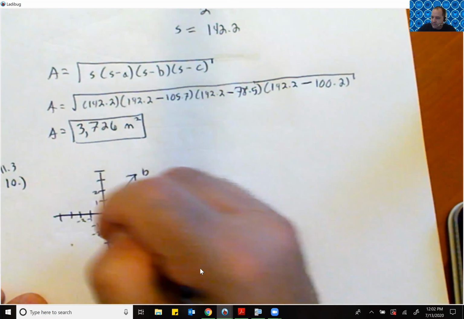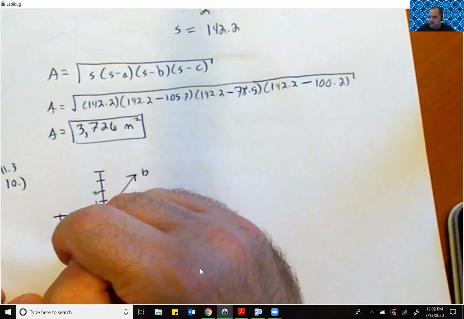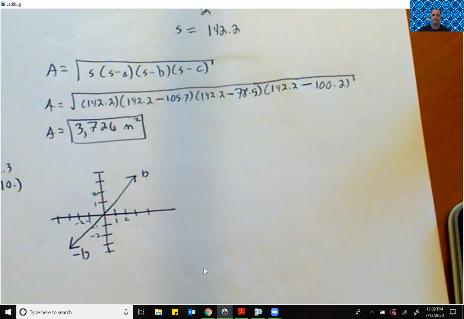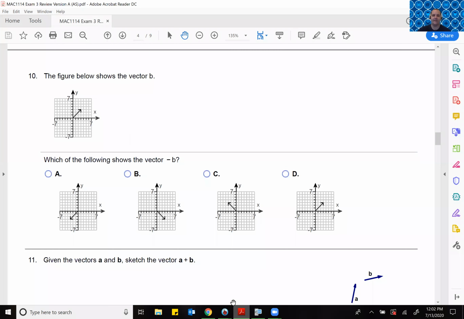This is the opposite vector. Okay? So if I come back to this, there's only one picture that looks like that, and that's A. That's the opposite vector. You just switch the direction. All right. Over here, number 11, still an 11-3.